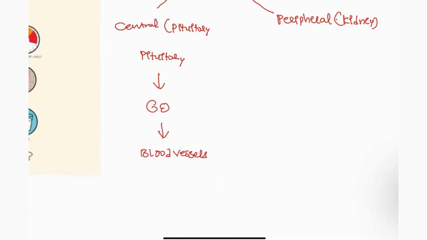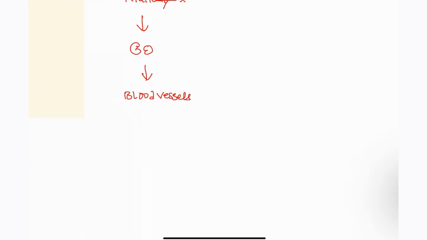So in central diabetic insipidus, the defect is in the pituitary only. So ADH is not being produced, and patients will be associated with this condition.